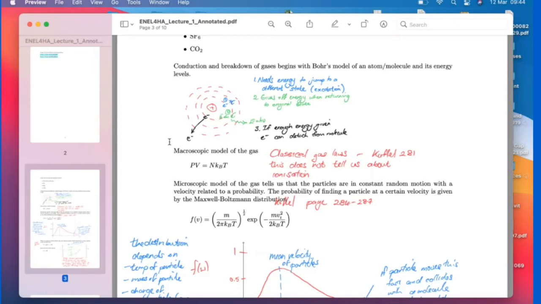Right. How does this molecule get energy? It could be from another molecule bashing into it. It could be from another electron going fast enough to bash into it. It could be again from light or radiation.